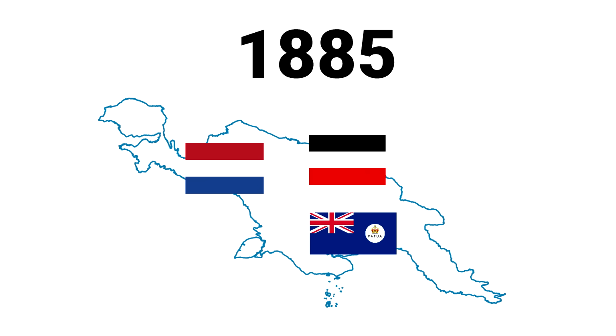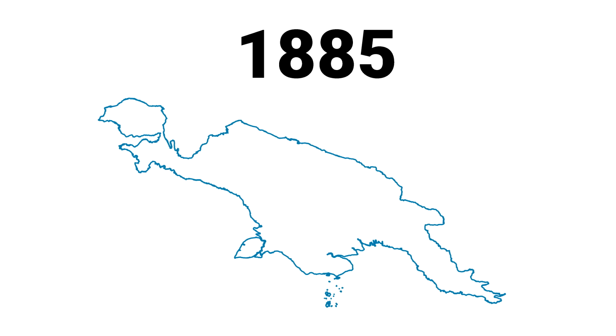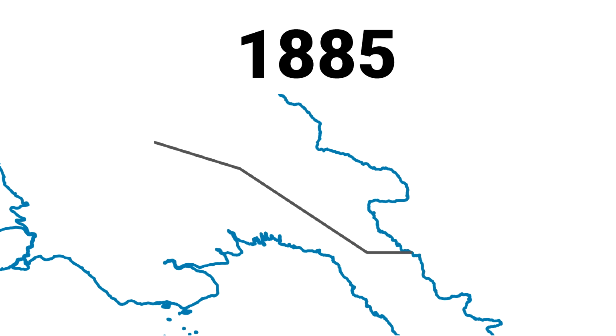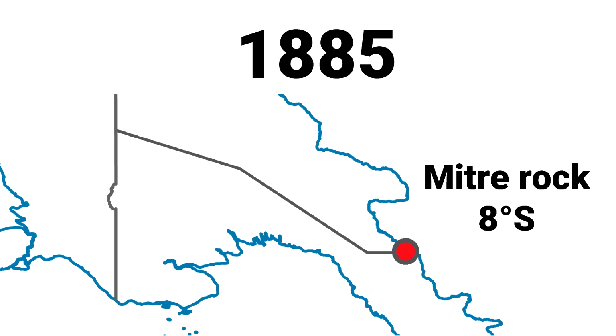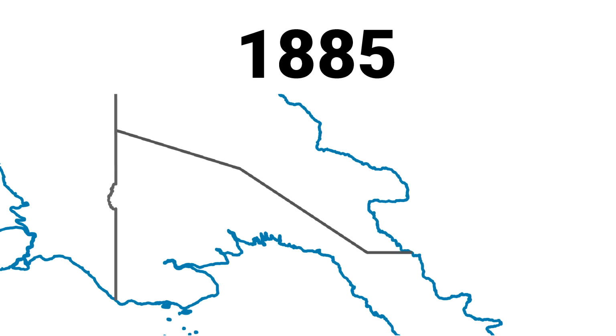The same year, a border agreement between British New Guinea and German New Guinea was reached. The border looked like this. Basically, it would start at the coast near Mitre Rock on the 8th parallel of south latitude, and it would go to the 147th meridian east longitude. From there, the border would go to the point of intersection between the 6th parallel and the 144th meridian. This would end at the intersection of the 5th parallel and the 141st meridian, where the Dutch border would appear, but more on that later in the video.